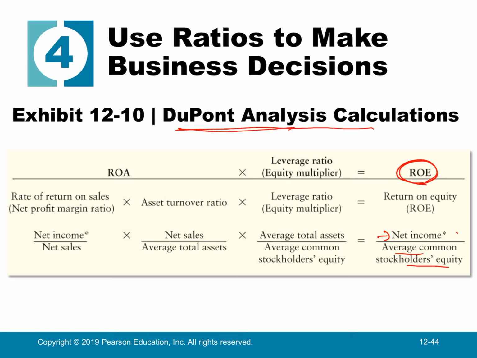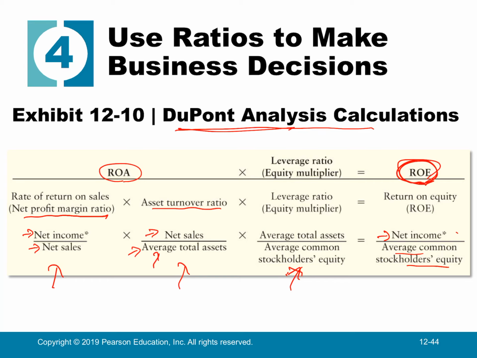But DuPont analysis lets us break this out into individual components. And why would we want to do that? Well, because if our return on equity is really good or really bad, we can actually go in and figure out, why is it really good or really bad? What is the driving force? Is it part of our return on assets? And remember, our return on assets is just our net profit margin ratio, net income divided by net sales, times our asset turnover ratio, net sales divided by average total assets.